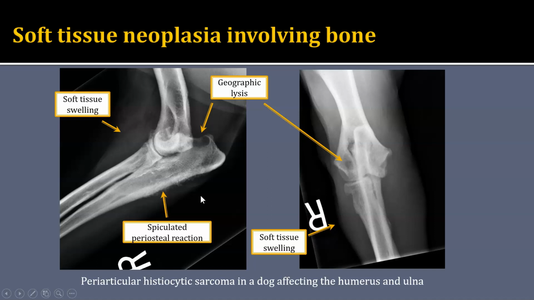When we look at the regional bones, especially on the ulna here, I can see at the caudal cortex a spiculated periosteal reaction. And then on the anconeal process and this cranial part of the olecranon tuberosity, there is geographic lysis. And then on the cranial caudal view, we can see another focus of geographic lysis in the lateral aspect of the humerus. So two bones being involved by this soft tissue histiocytic sarcoma.